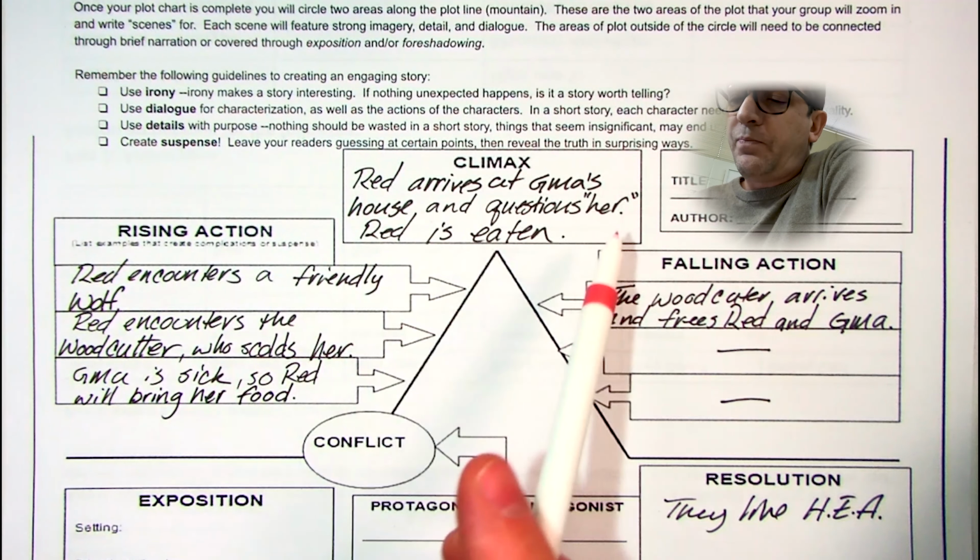So the problem is, if I'm only going to go in and write scenes for these two, what happens to this information? How does my audience find out that Grandma is sick? Red needs to bring her food. How does my audience find out that she encounters this woodcutter who scolds her? Because they need to know that so that when he shows up again, it makes sense.